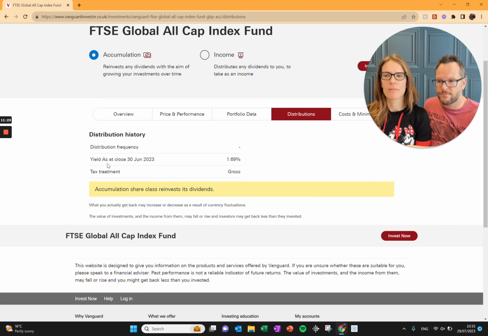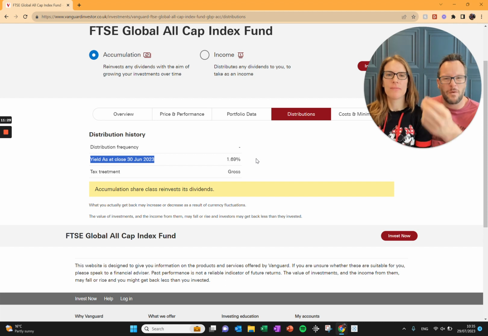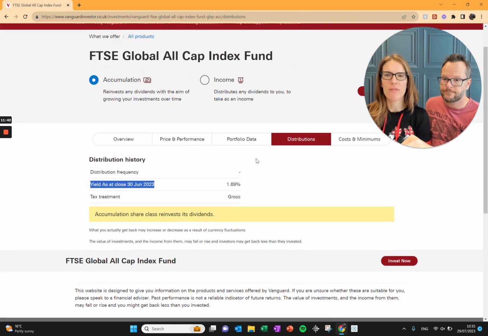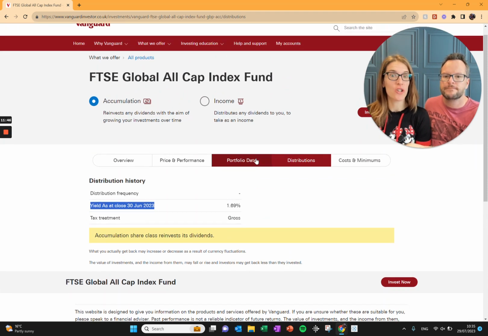But this is like the yield, which is the dividends as of close of 30th of June, was 1.7%. So you get 1.7% of the value of the fund in dividends, and then it's just whether it's paid out to you or whether it's reinvested for you. So reinvested will be the accumulation type of unit. Income will be where it pays it out in cash into your account, and then you can choose what you want to do with it.